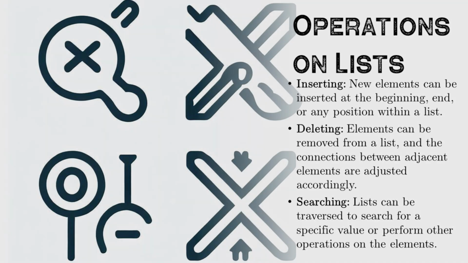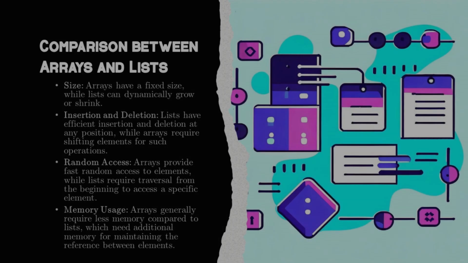Operations on lists. Similar to arrays, lists have various operations. We can insert new elements at the beginning, end, or any position within a list. Deleting elements involves removing an element and adjusting the connections between adjacent elements. Lists can also be traversed to search for a specific value or perform other operations on the elements.